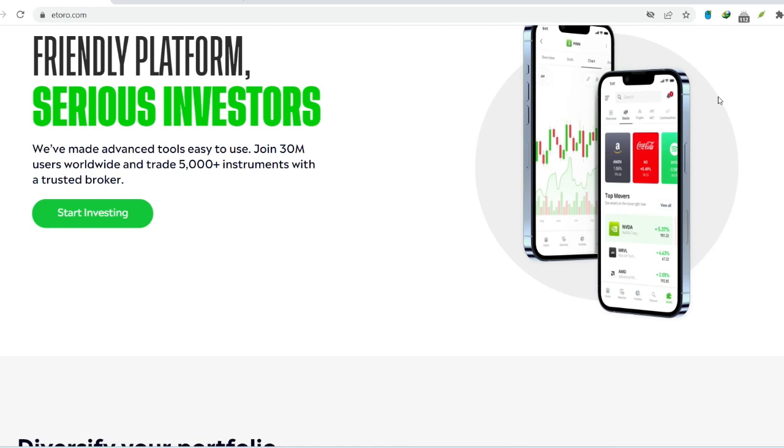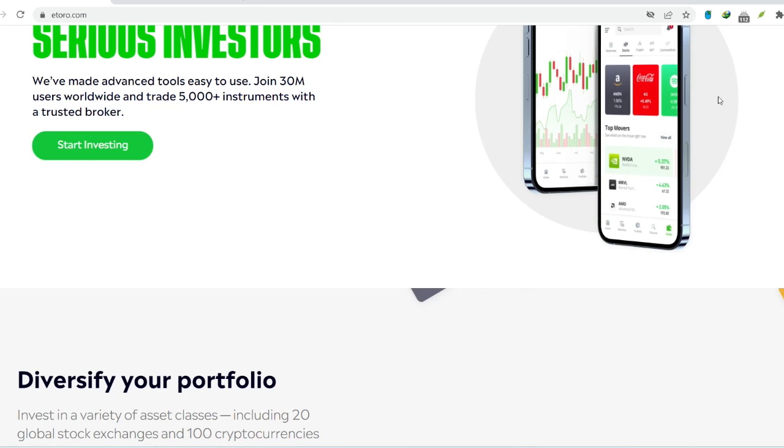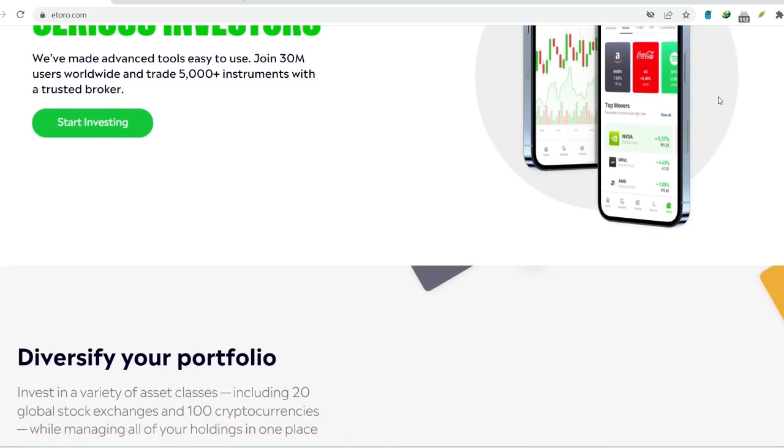Remember, there's no free lunch. While eToro offers a user-friendly platform, there are always fees involved. Transaction fees, account maintenance charges, and currency conversion costs can all eat into your profits. Be sure to research all the fees associated with eToro before you invest.